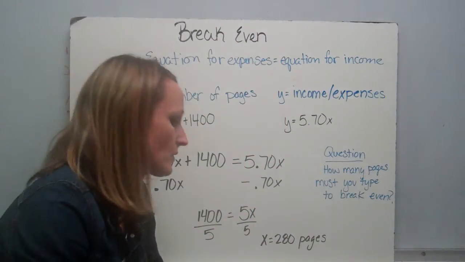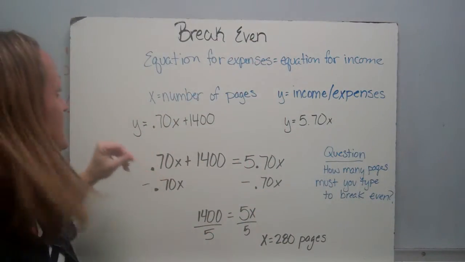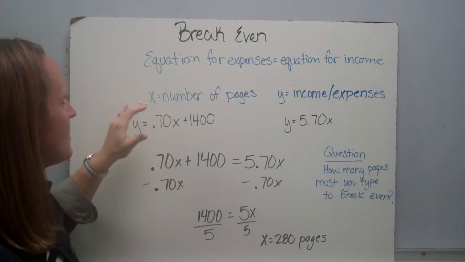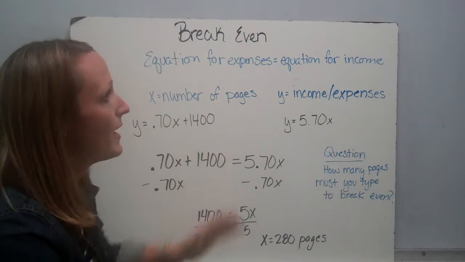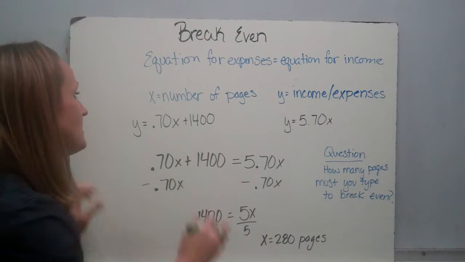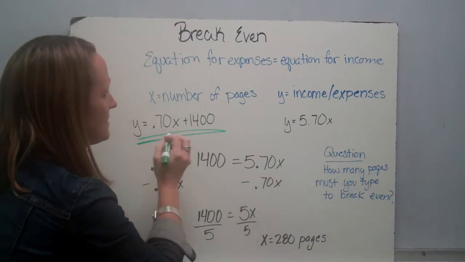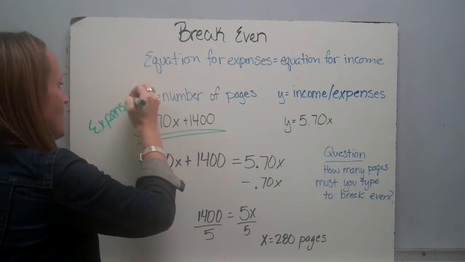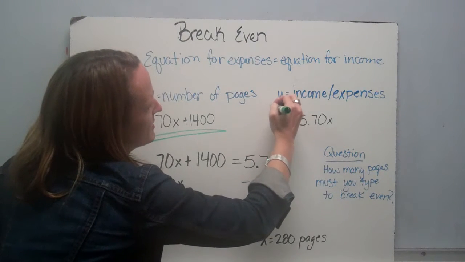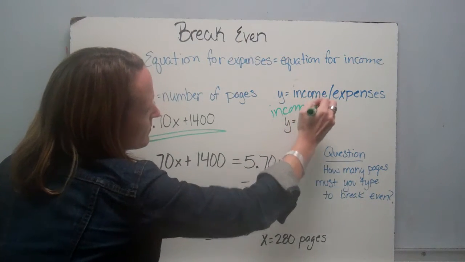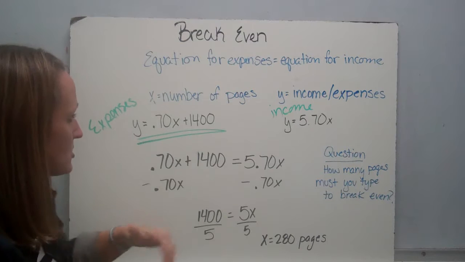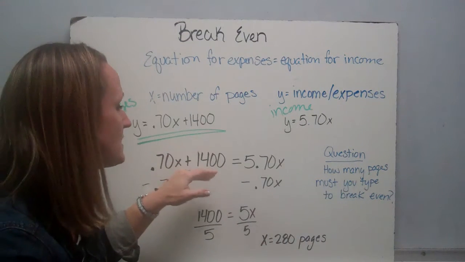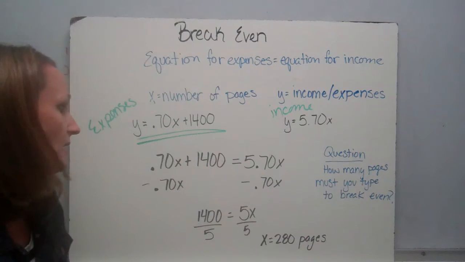Okay, so still talking about the same problem. Remember, equation for expenses equals the equation for income. X equaled number of pages, Y equals income or expenses. We had this equation that represented our expenses, and this equation represented your income. Okay? So this one's kind of simple. You can set it up as 0.70x plus 1,400 equals 5.70x.